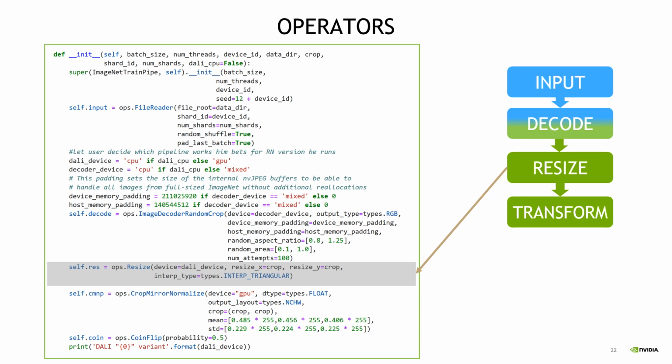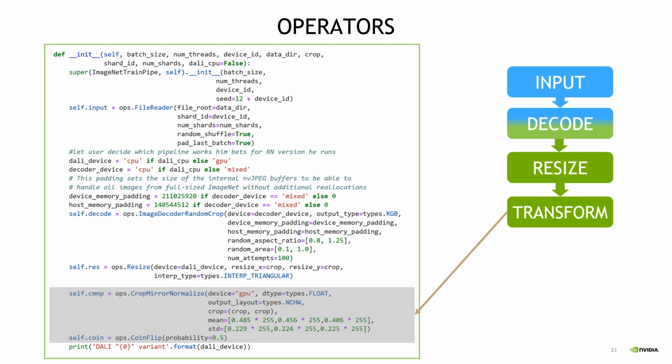While loading files from the hard drive and decoding them, you can tell DALI to resize the shape of the data. In this case, we are using cropping and interpolation, the triangular interpolation, to resize the data sets. And then do some manipulation, some transformation, in this case, a cropping, mirroring, and normalization of the colors, for instance, or a coin flip.